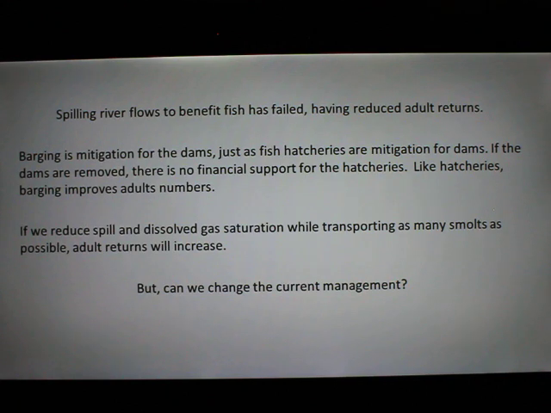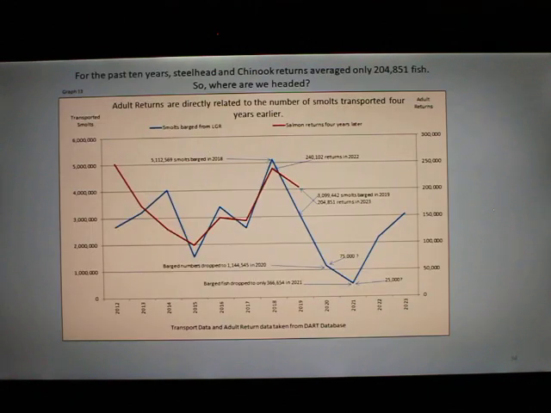Barging is mitigation for dams, just as fish hatcheries are mitigation for dams. If the dams are removed, there's no financial support for the hatcheries. Like the hatcheries, barging improves adult returns. If we reduce spill and dissolved gas saturation while transporting as many smolts as possible, adult returns will increase. But can we change the current management?